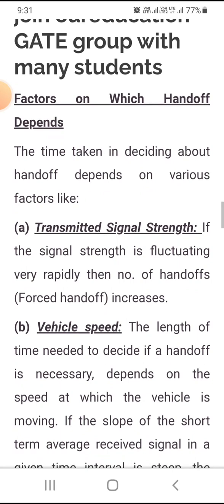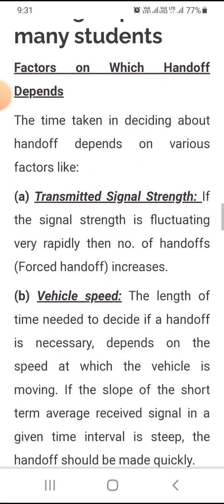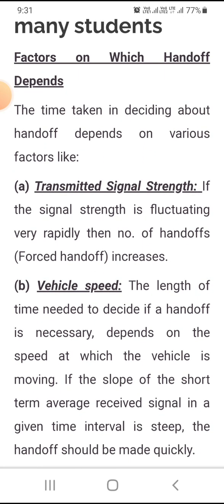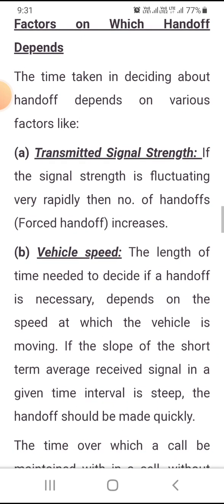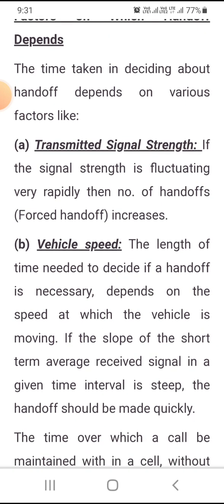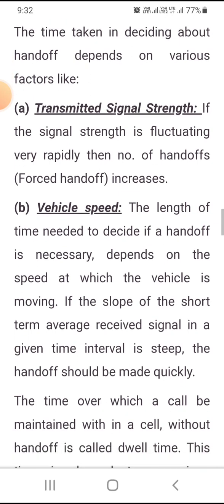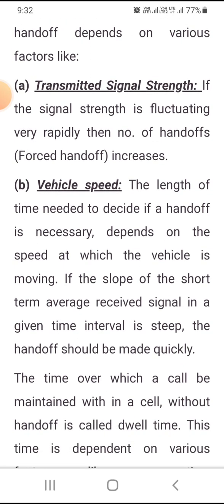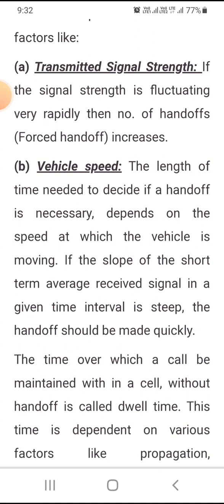Factors on which a handoff depends. The time taken in deciding about handoff depends on various factors, like transmitted signal strength. If the signal strength is fluctuating very rapidly, the number of handoffs increases. Vehicle speed: the length of time needed to decide if the handoff is necessary also depends on the speed at which the vehicle is moving. If the slope of the short-term average received signal in the given time interval is steep, the handoff should be made quickly.